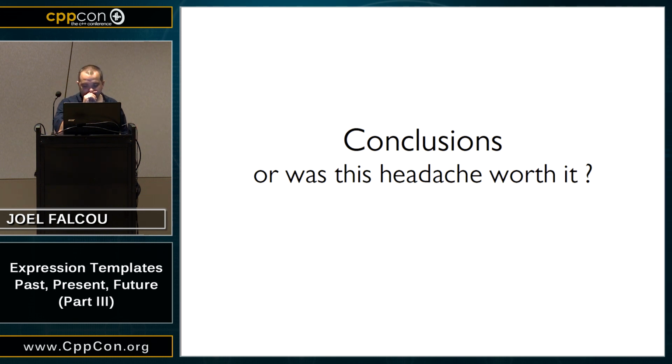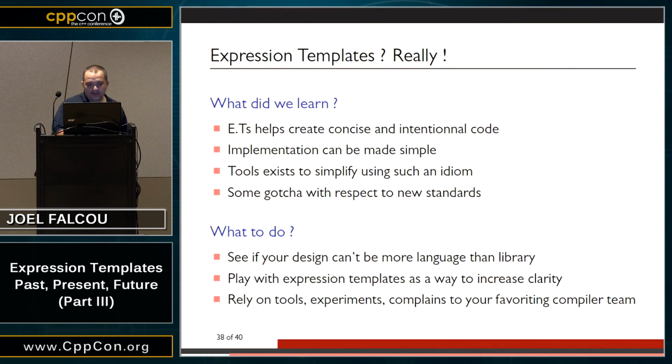So let's conclude on that. Was this headache worth it? What did we learn, actually? With expression templates, the main thing we have to remember is that we are not only there for performance. That's a side effect. We use expression templates to build intentional code with code clarity as a first goal. We saw that if you really want it, you can write a very small scale handmade expression template engine for a very limited scope. And if not, you have tools like Boost.Proto that simplify such an idiom by providing all the boilerplate already there. And we have some gotchas, especially with automatic type deduction and move semantics. You have to be careful, which probably means that the tools have to be updated, like we said.